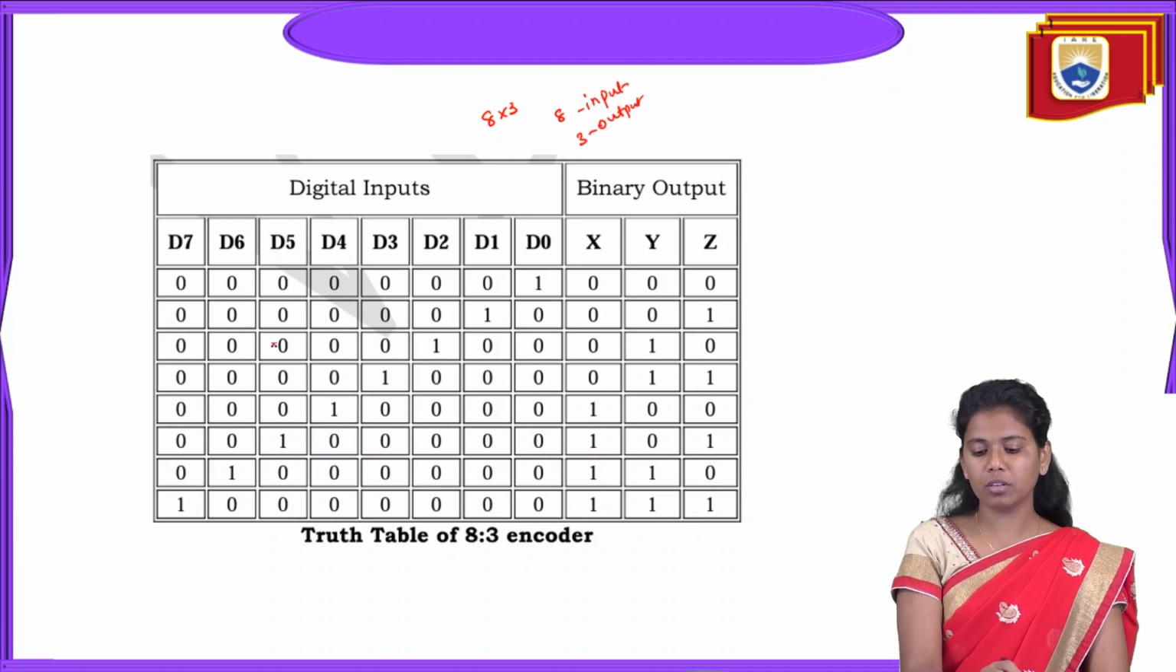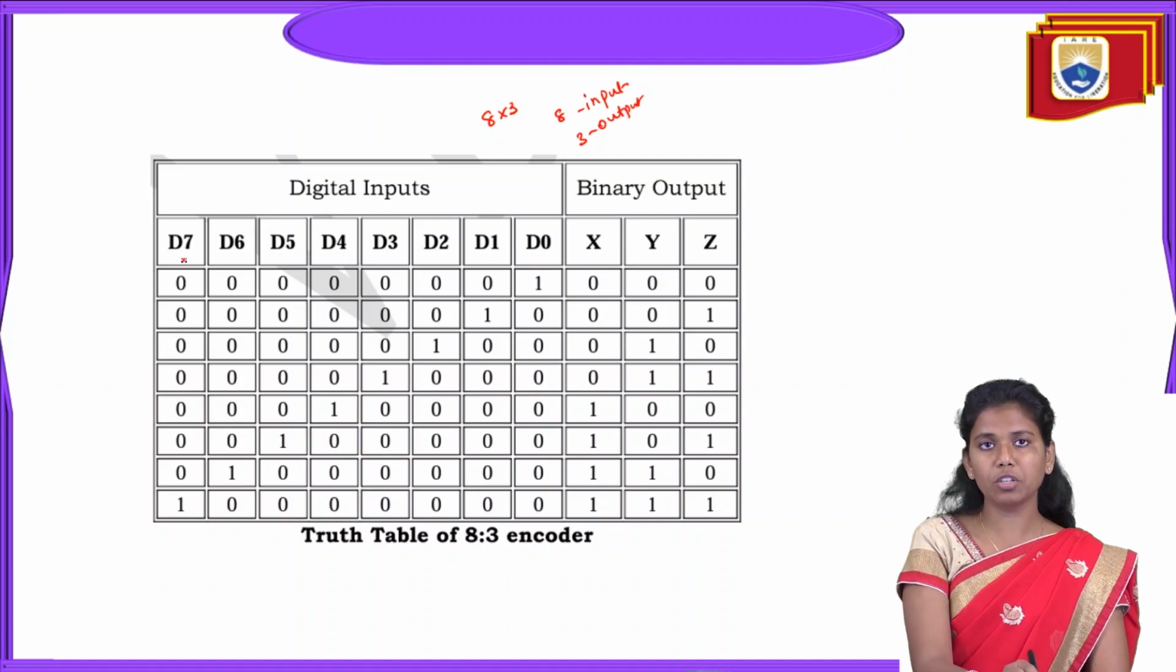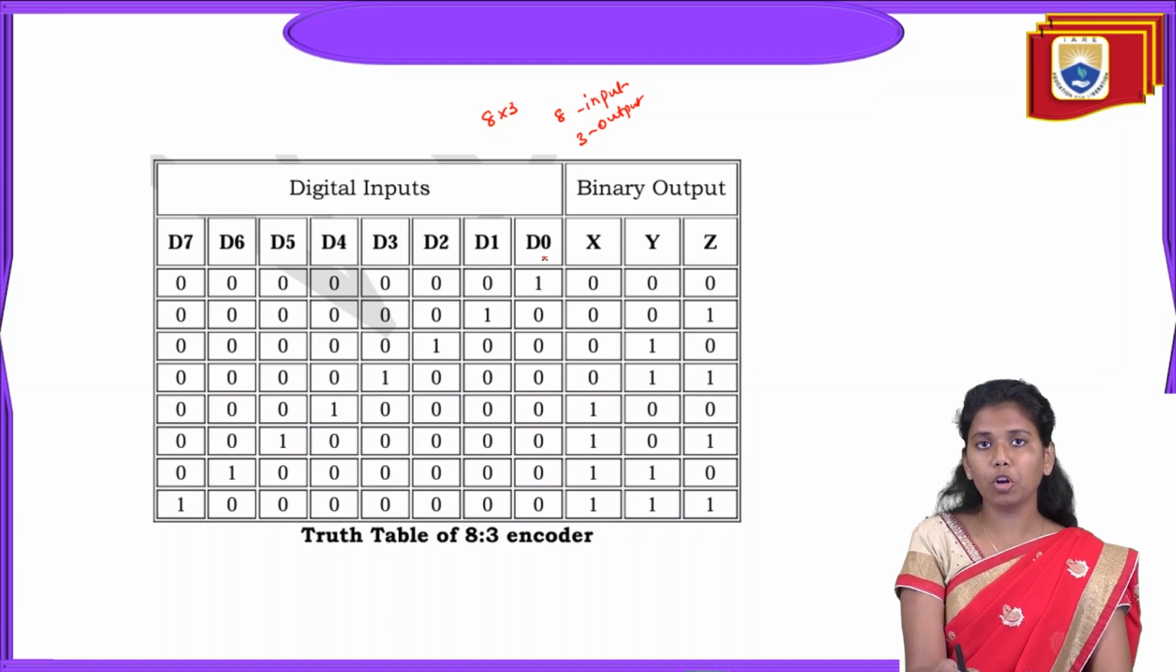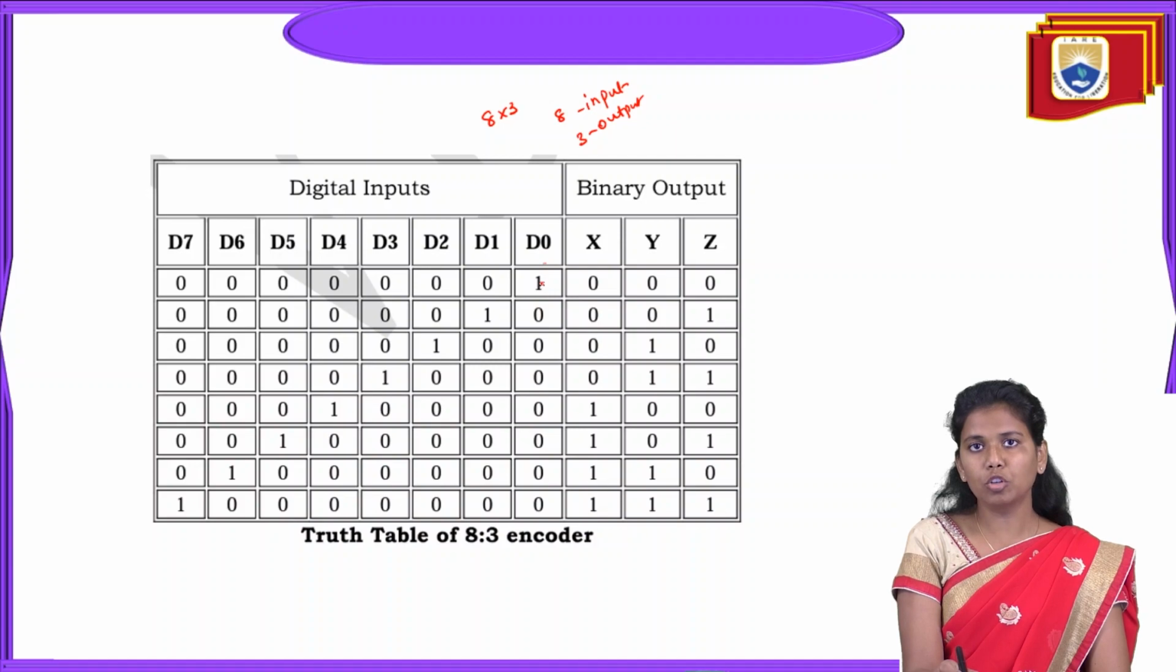So 8 inputs, from D0 to D7, and 3 outputs X, Y and Z. This is a truth table where D0 is enabled. Out of 8 bits, only the D0 bit is enabled when all my outputs are 0.